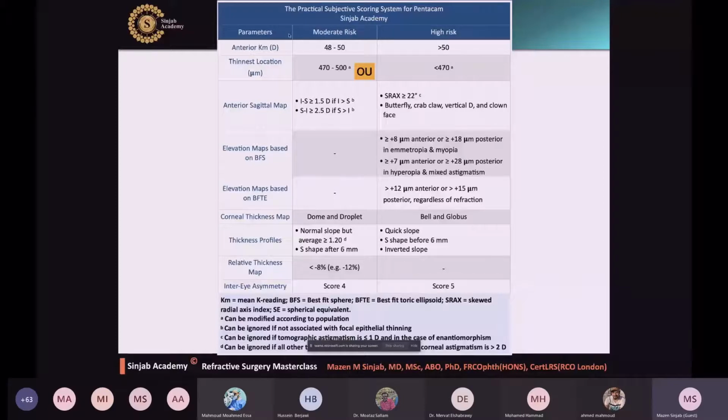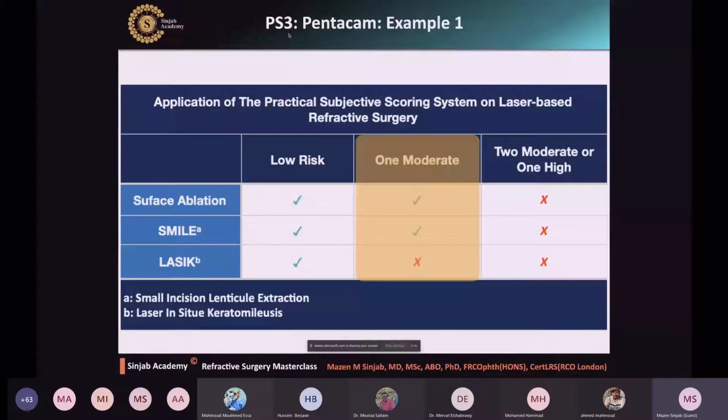So if we are planning to do the LASIK or something, then we can go as one moderate risk in each eye. So we can go for surface ablation or SMILE. And we don't recommend doing LASIK.